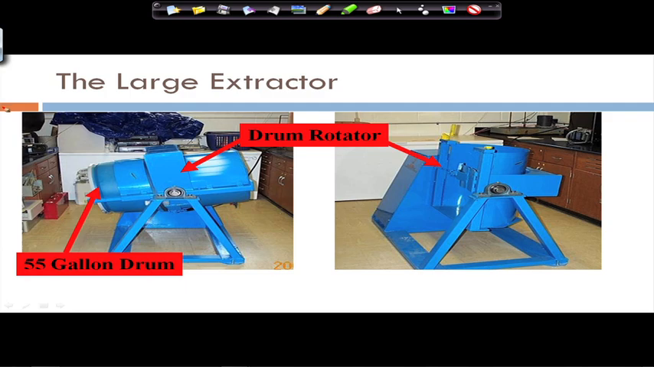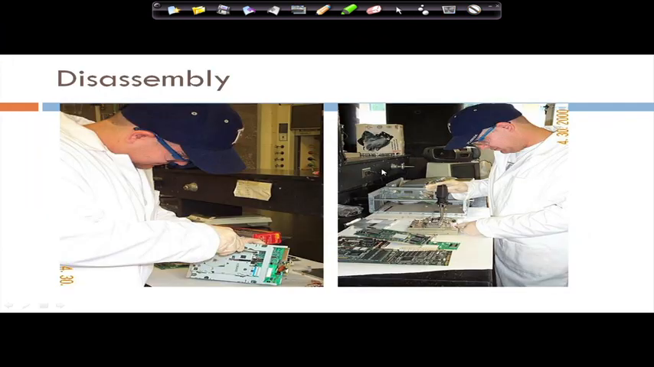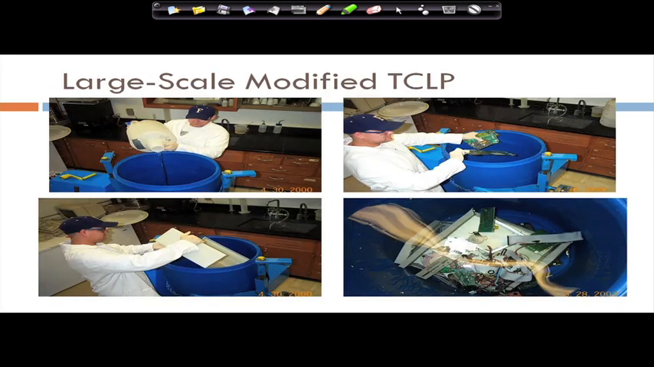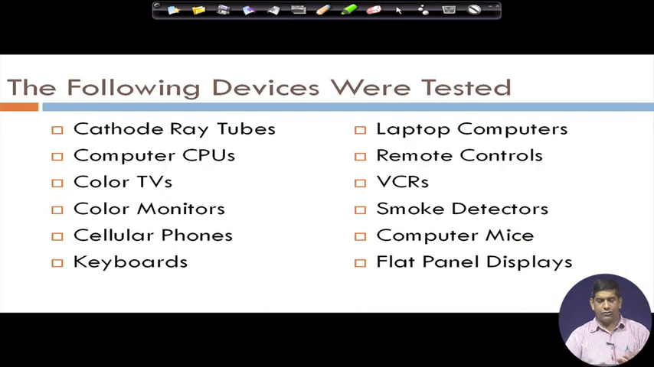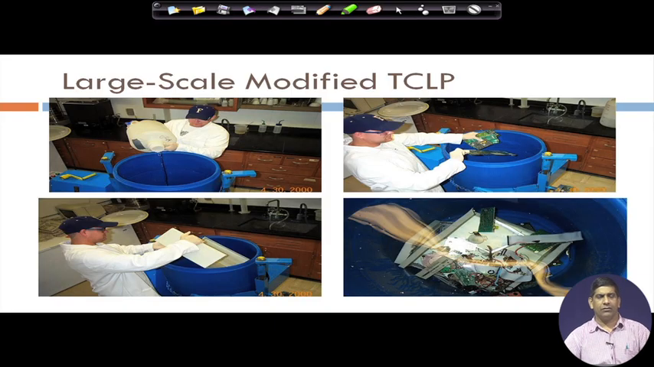So those are the modifications of the extractor to get a representative sample. How do you do that? You disassemble your electronics, then you put them on the large scale modified TCLP rotator, and that's how it gets rotated. Once you have the large scale setup, you can get data on different types of electronics. All the different types of electronics were tested, which I will share, but that will take some time.